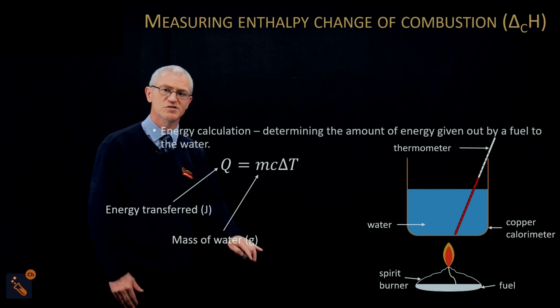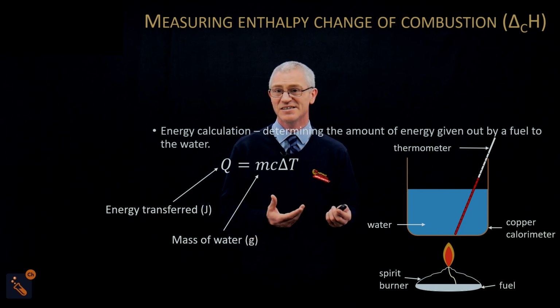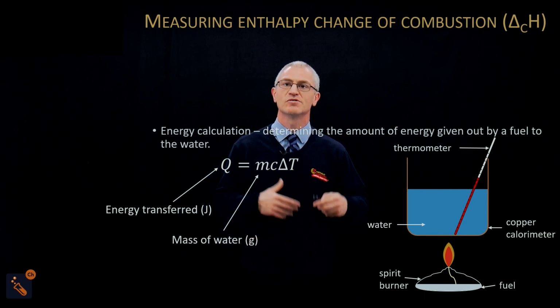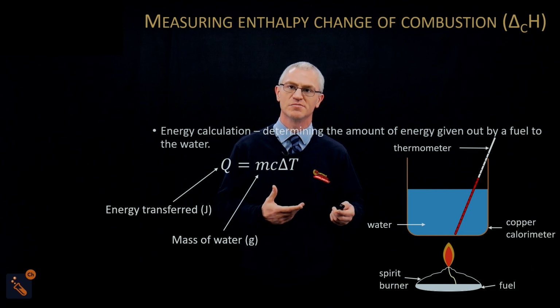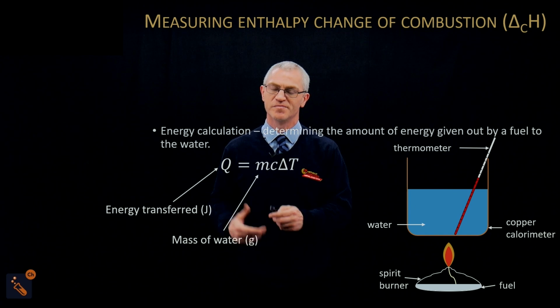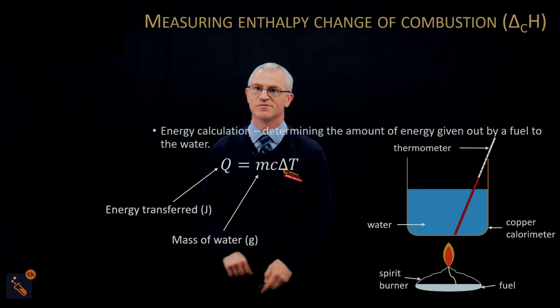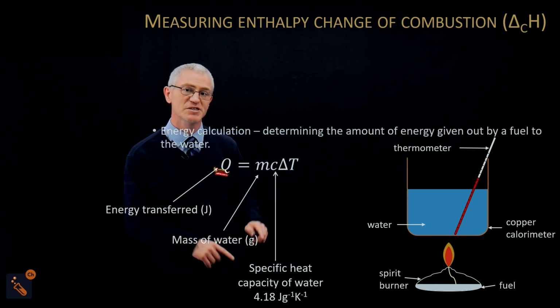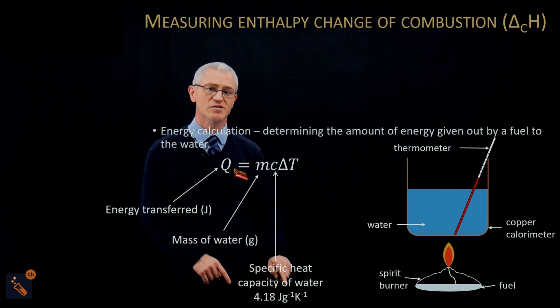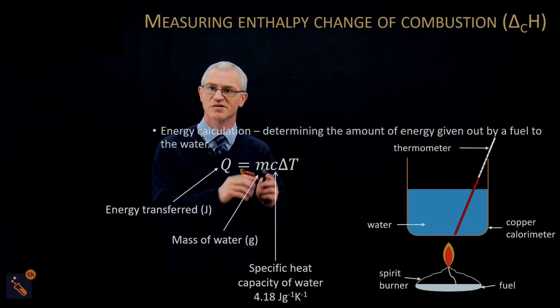Then the mass of the water, which is in grams, okay, and that is easily found out because the density of water is 1 gram per centimetre cubed. That means 1 centimetre cubed equals 1 gram. So if I have 100 centimetres cubed in here, I have 100 grams. We also have the specific heat capacity of water, 4.18 joules per gram per Kelvin. Remember that's in your data sheet, so just copy the number over.